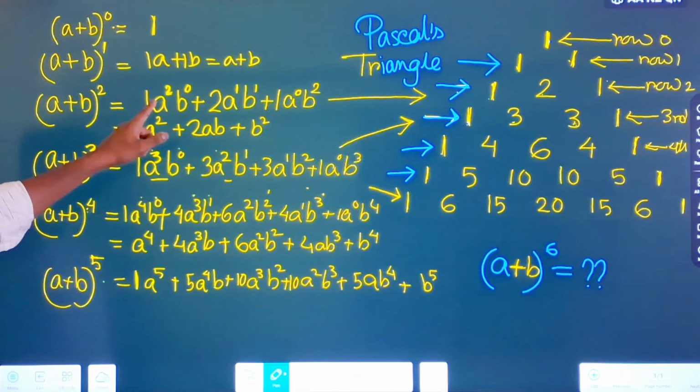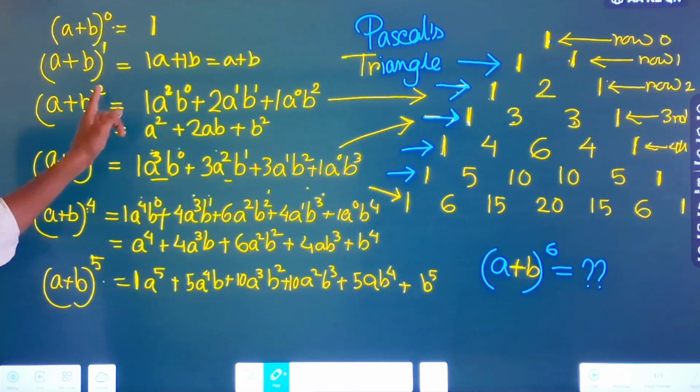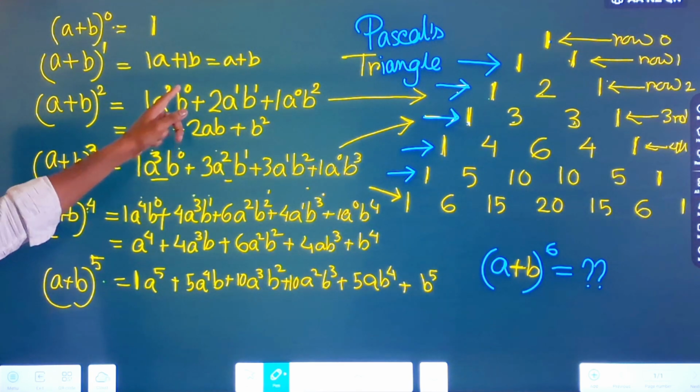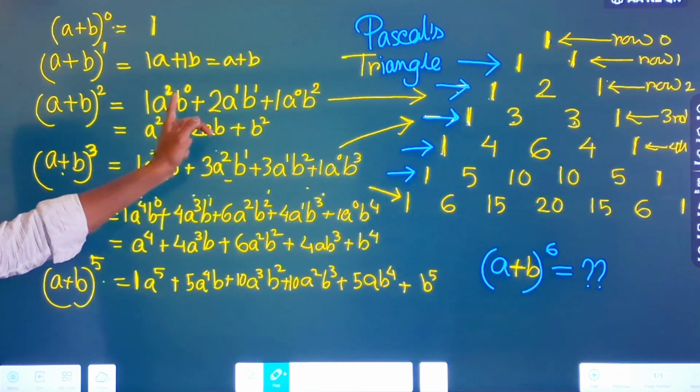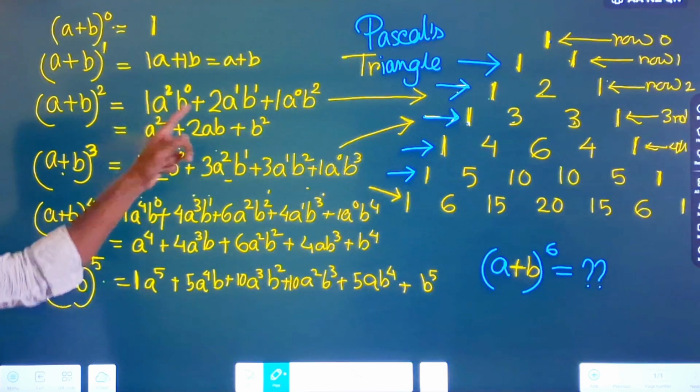Then at first you start from the first number, that means a. Then the power is 2. Why? Because the highest power of (a + b) equals 2. So a to the power 2, b to the power 0. Then the power of a decreases and the power of b increases. In this way you have to solve.